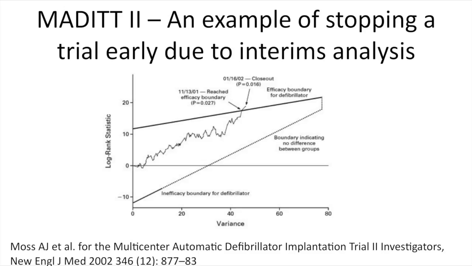Here we see an example. That's the MADIT II trial, which investigated the preventive effect of an ICD for prevention of sudden cardiac death. And we see here these boundaries, and we see the line here in the study developing. And here, first time in November 2001, the boundary was crossed, so there was a clear sign that the ICD was beneficial. Still, the committee waited until January 2002 to see if the trend really goes in the same direction, and it did. And so they finally, in January 2002, closed out and stopped the study early.